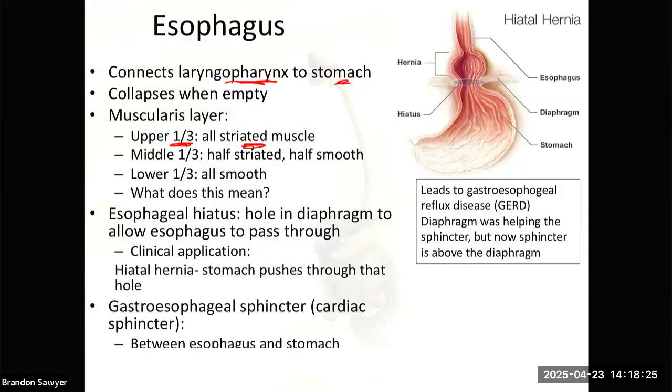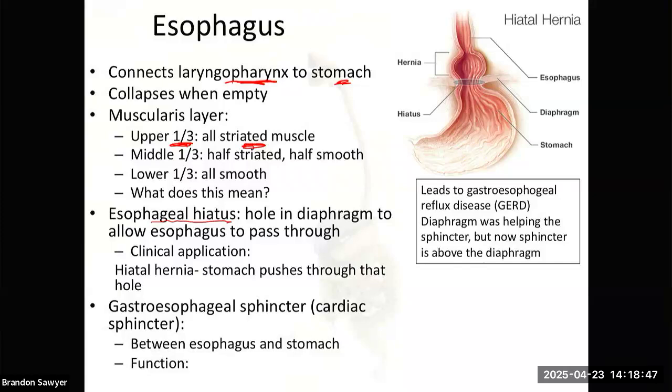One thing that can happen, we have this esophageal hiatus. This is the place where the esophagus has to pass through the diaphragm. You guys probably saw this in the cats when you were doing the dissection. That esophagus passes right through the diaphragm. There's a hole there for it to do so.